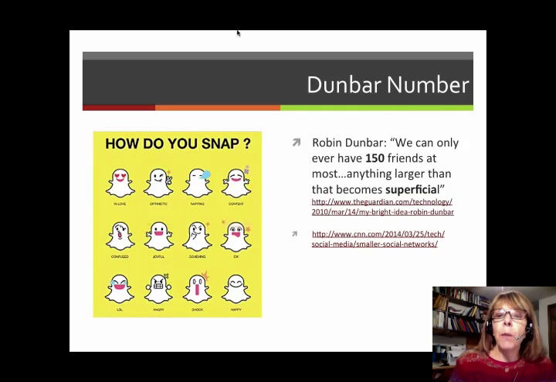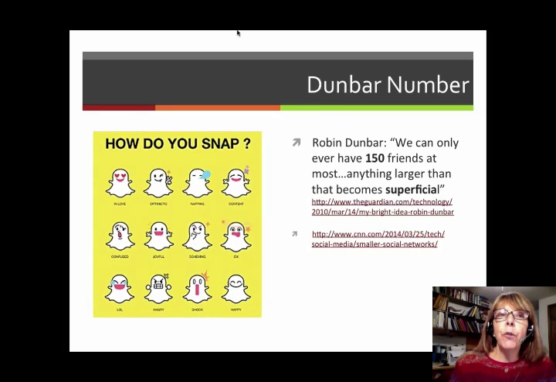The Dunbar number indicates a study by Robin Dunbar in England, in the UK, that we can only have 150 meaningful relationships, that anything larger than 150 becomes superficial. So you might have hundreds of likes and friends on Facebook, on LinkedIn, in your social media, but you're not going to be keeping in touch with them.